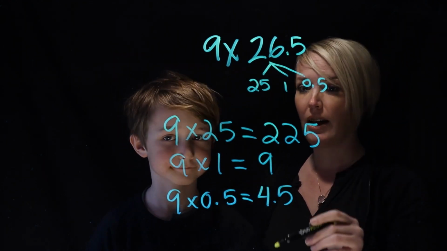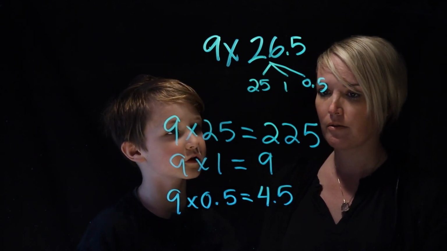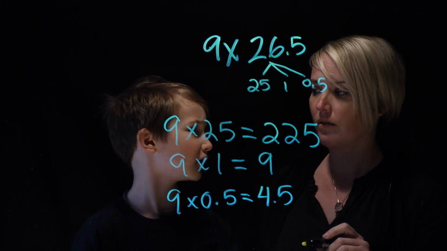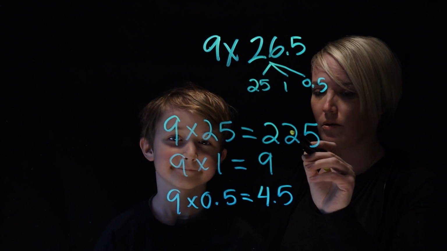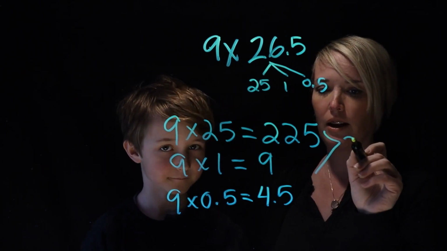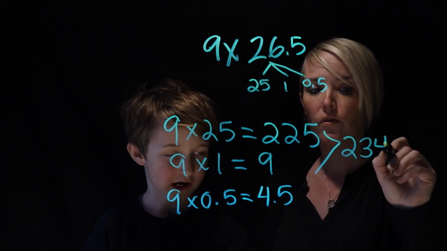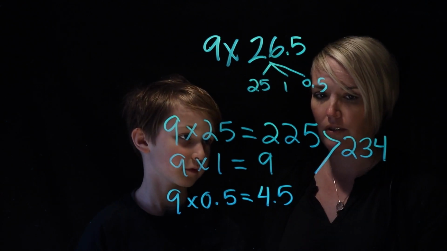Okay, now we just have to add all these together. So 225 plus 9, Louis? It's equal to 234. Because you could just add 10 and then minus 1. So 225 plus 10 would be 235, minus 1, 234. Okay, now we have to add another 4.5.